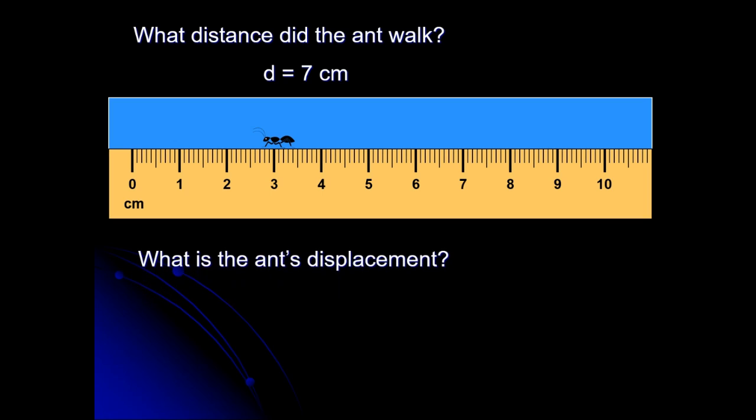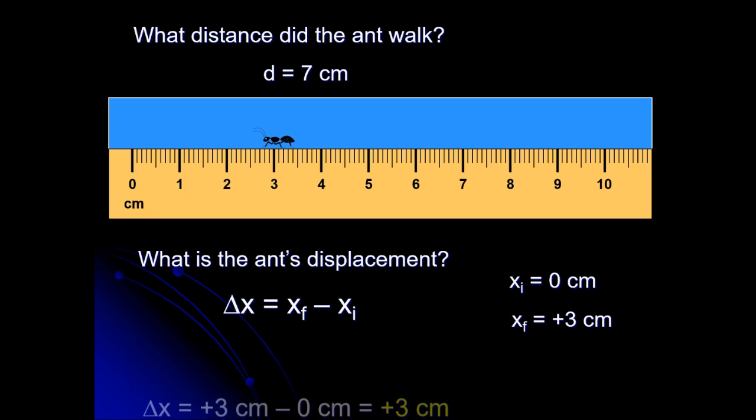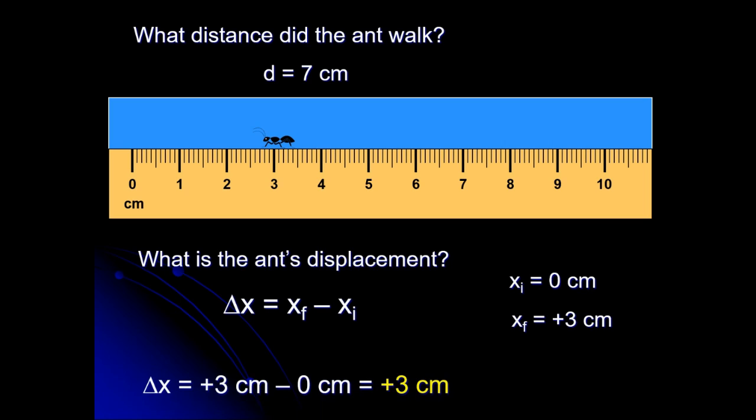What would be his displacement? Remember, the displacement is the overall change in position, and we can find it by taking the final position minus the initial position. The ant started at 0, and he traveled quite a bit from there before he finally ended up at the 3 centimeter mark. So his final position would be a positive 3 centimeters, and his initial position would be 0 centimeters. Taking the final position minus the initial position, we would have a positive 3 centimeters minus 0 centimeters, or positive 3 centimeters as our displacement. So our displacement is 3 centimeters to the right.